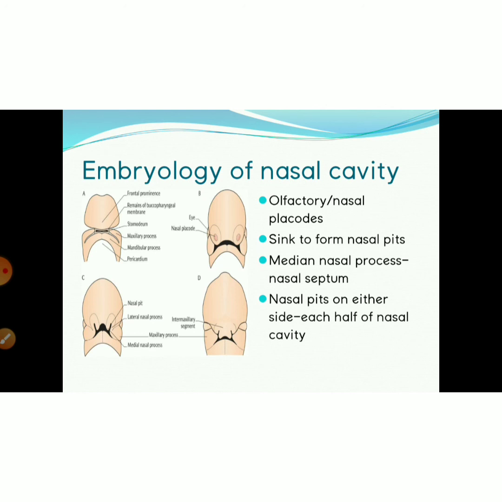The olfactory placodes are the ectodermal depressions in the frontonasal process. They sink from the surface to form nasal pits. The medial nasal process, a part of frontonasal process between two placodes, thins out to form the nasal septum. And nasal pits on either side form the halves of the nasal cavity. So that is how the nasal cavity is formed.